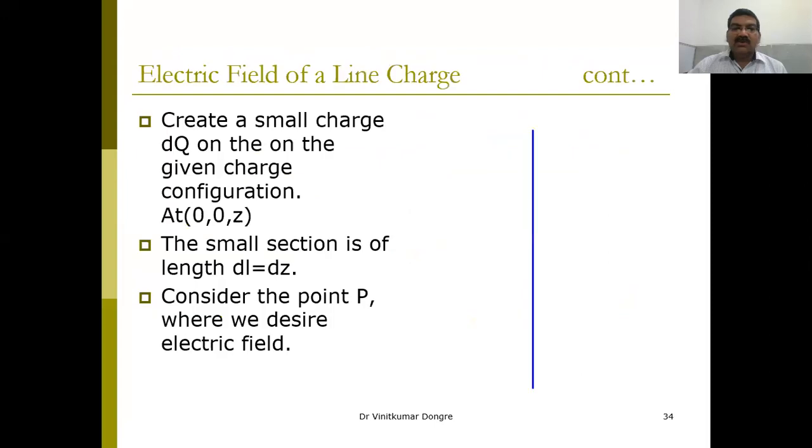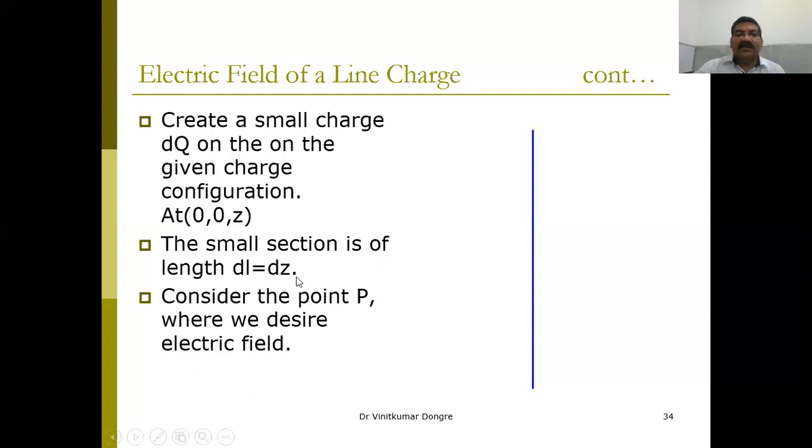So how can the modification be done? Create a small charge dq on the given charge configuration at 0 0 z. So this charge is at 0 0 z. A small section is of length dl.